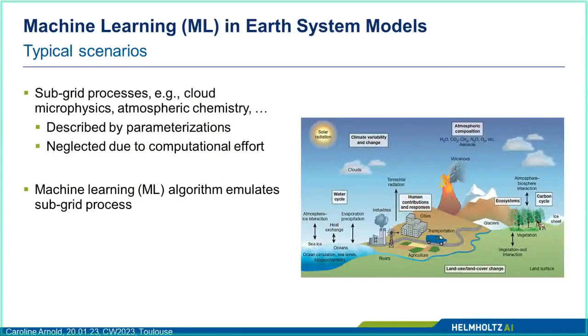So typical scenarios where people would like to apply machine learning inside of an Earth system model include any kind of subgrid process that is currently described by parameterizations or that is currently neglected due to computational effort. Our collaborators are working especially on cloud microphysics and atmospheric chemistry, but you could extend this to any other kind of subgrid process. You have the possibility with a machine learning algorithm to emulate the subgrid process, and the hope that people have is that you can provide more accurate process descriptions and take advantage of the fact that you have data available, you can do high resolution simulations and so on.